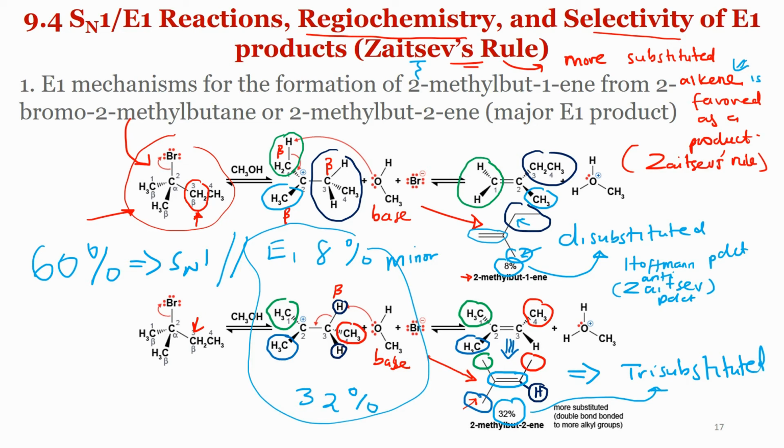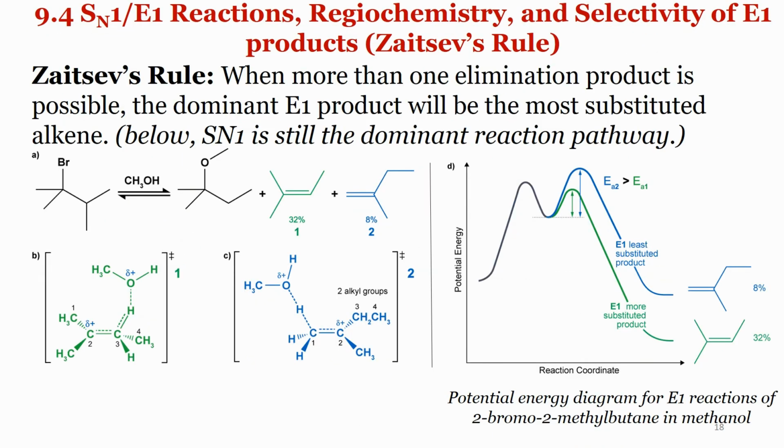Okay. So I think I've thoroughly explained that one, evidenced by the colors on the board. So you understand that whenever you're doing E1, whether the E1 is the major or minor of the reaction route, the major of the E1 will always be the Zaitsev product. The more substituted double bond will be favored, which means it has more alkyl groups across the double bond. All right, moving on.